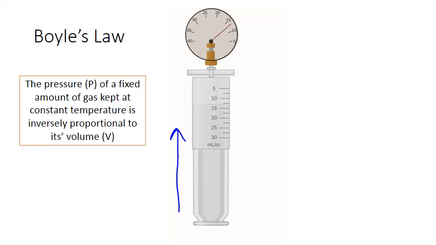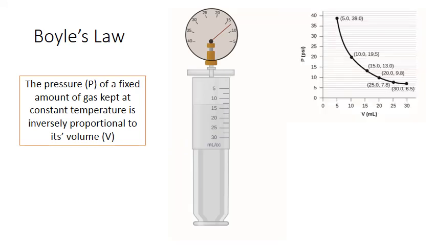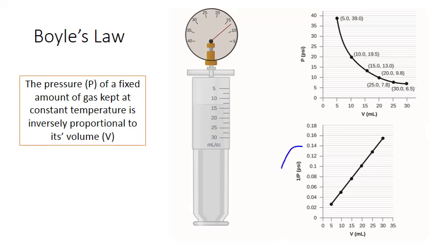This is an inverse relationship. As one variable decreases, the other increases. And graphically, inverse relationships look like this, a hyperbola. We can actually transform this into a linear relationship, though, if we graph the inverse of pressure instead of straight pressure. So 1 over P instead.